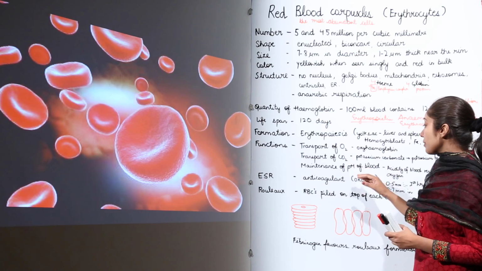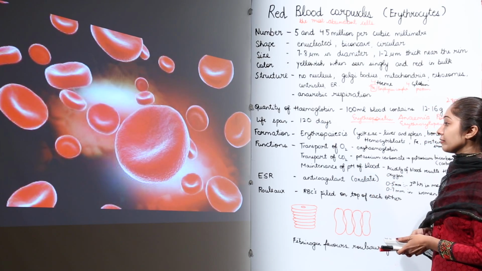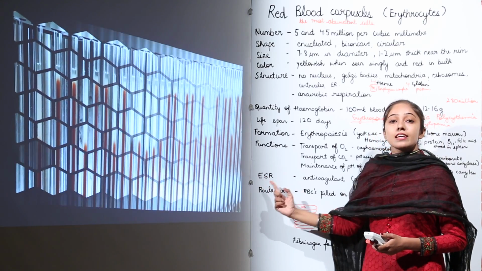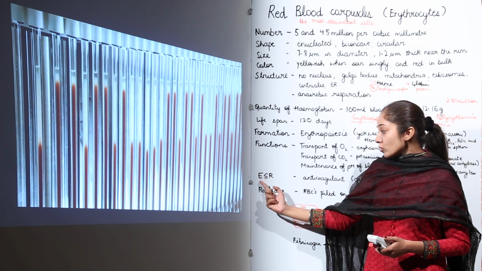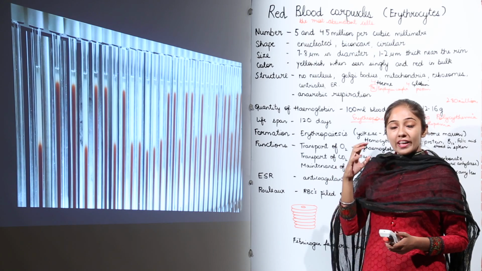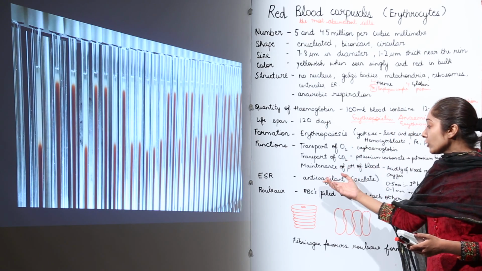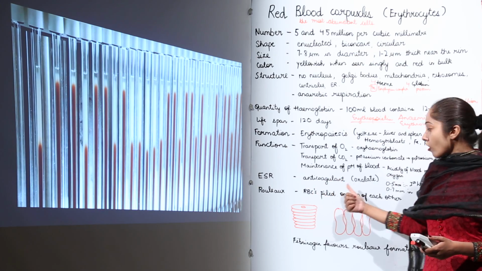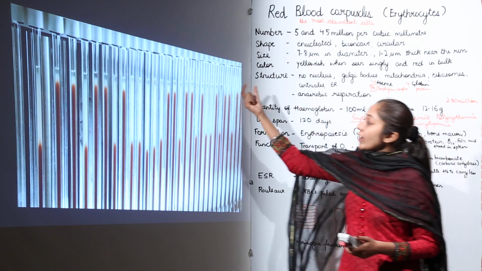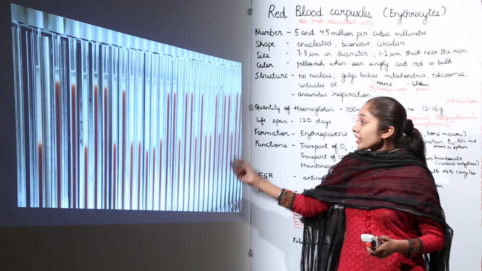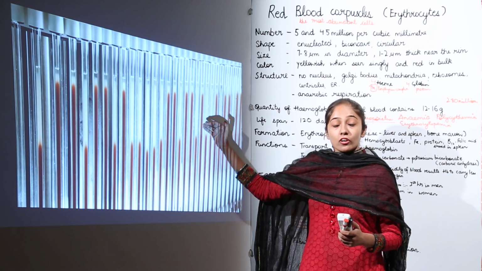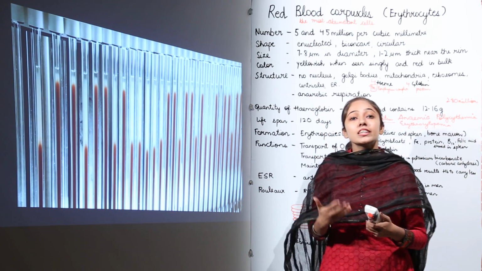Now let's talk about the next term, that is ESR, which is erythrocyte sedimentation rate. So when the blood which is carrying an anticoagulant, for example oxalate, is kept in these fine tubes, as you can see over here, the erythrocytes, the red blood corpuscles, are going to settle down. They are going to settle down because they are heavier than the plasma.